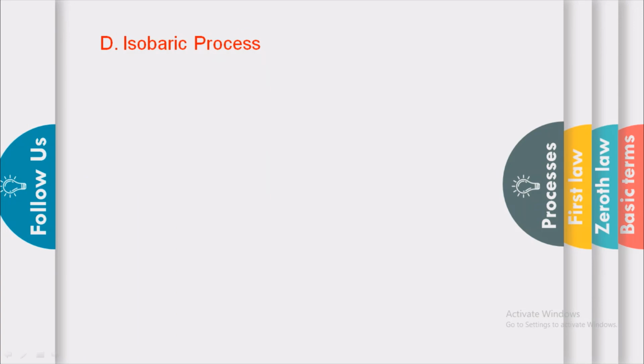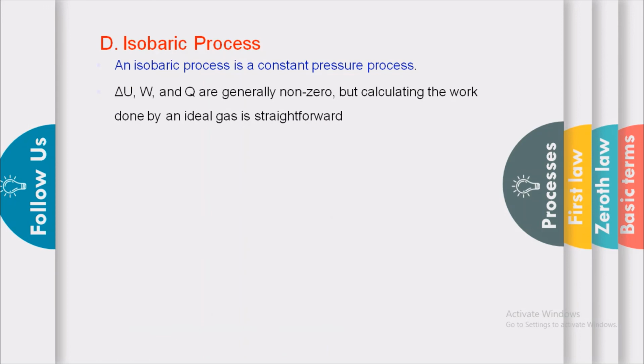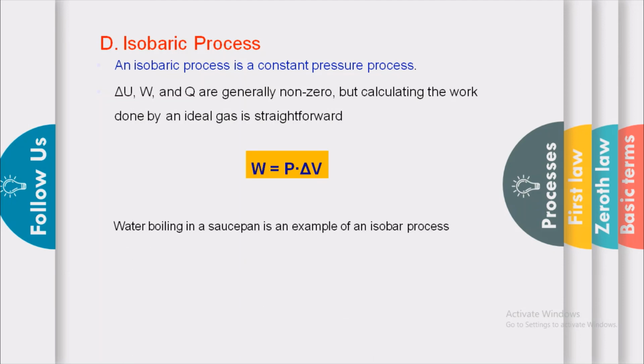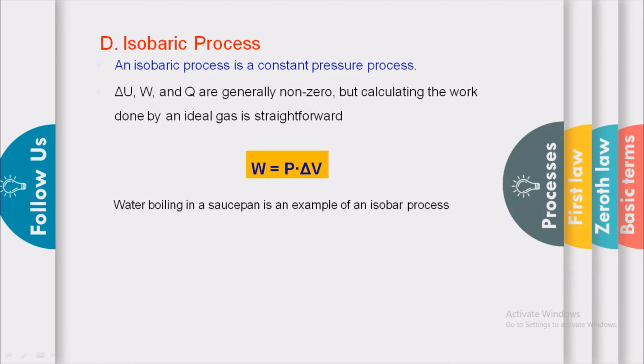Then isobaric process. Isobaric process is a constant pressure process, and here delta U, W and Q are generally non-zero, but calculating the work done by an ideal gas is straightforward. So we will get the formula W is equal to P into delta V, that is change in volume delta V. And water boiling in a saucepan is an example of an isobaric process.